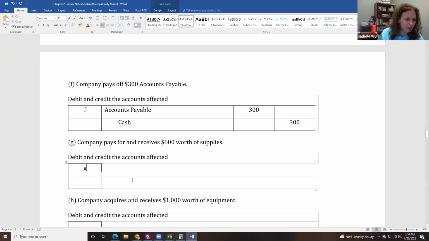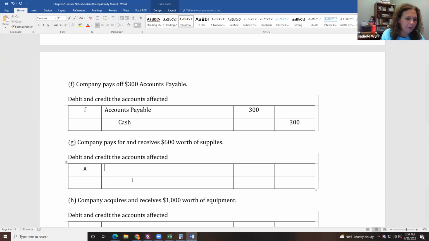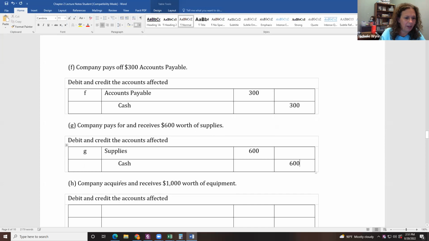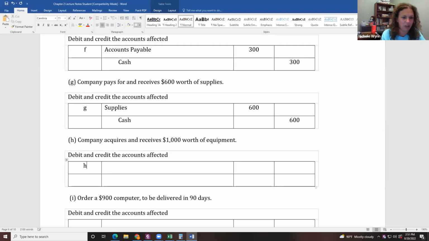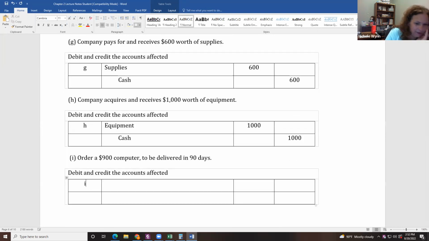On letter G, you are going to pay for and receive supplies. So we're paying cash and you're receiving supplies, 600. And on letter H, you're receiving equipment. And so equipment is an asset. The asset's going up. And you are paying cash. Okay. And last transaction, letter I, is nothing.